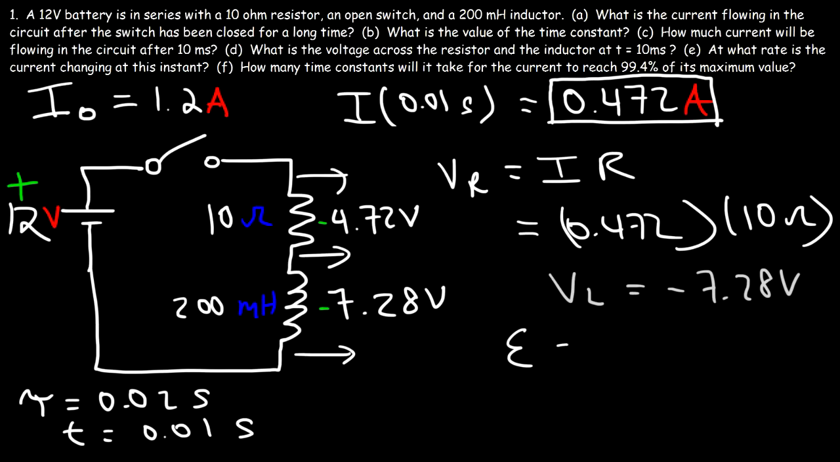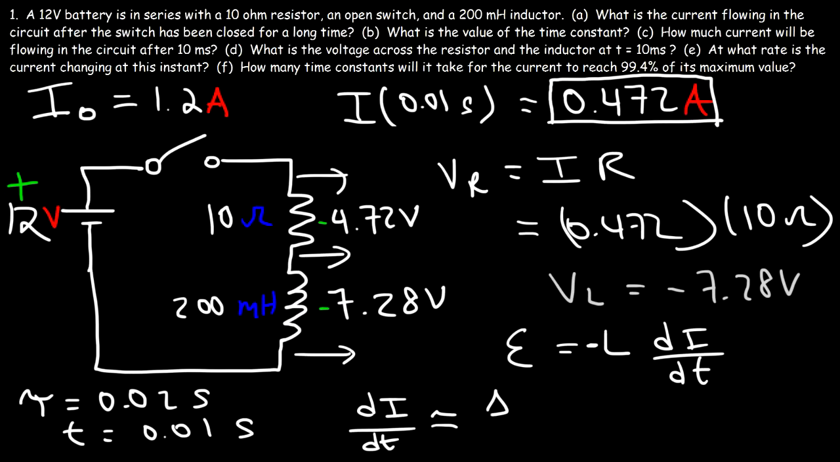Now part E, at what rate is the current changing at this instant? So the EMF across the inductor is equal to negative L times the change in current divided by the change in time. In some textbooks, you'll see it as di over dt. And for the most part, di over dt is approximately the same as delta I over delta t. It's the change in current per change in time.